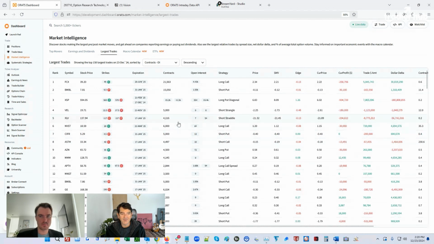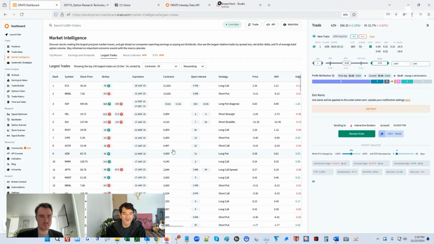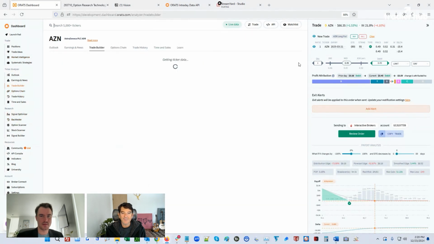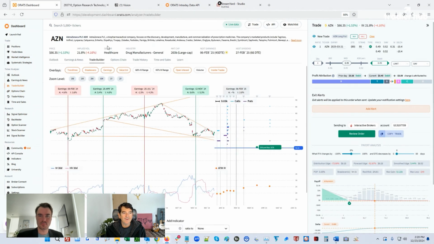VEL's 12 times. That's the straddle. CIFR selling that put. And then here's AutoZone. I think they just moved out of California. So I'm a fan. All right, so let's see what they're doing here. Oh no, sorry, this is AstraZeneca. Okay, forget what I just said.